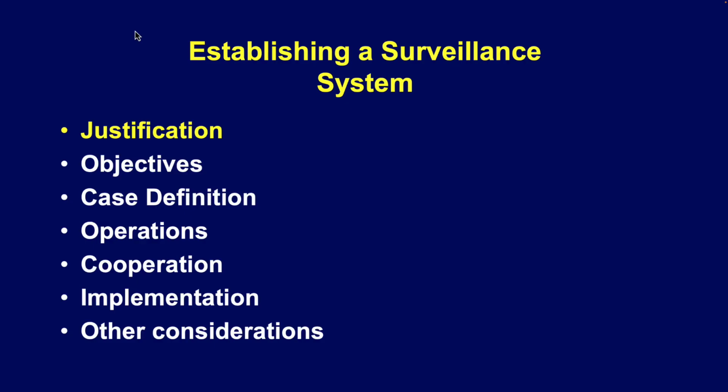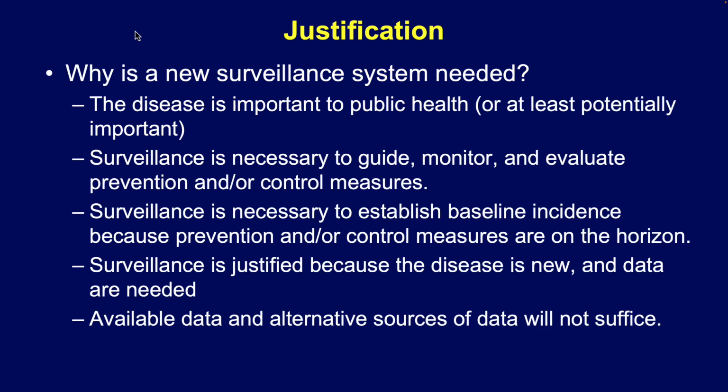So what are some of the considerations in establishing a surveillance system then? Many of them are listed here, and we're going to go through each of these one by one and expand on some of them. A fundamental consideration when planning a new surveillance system is the extent to which it's justified or needed. In considering this question, you may be thinking about things like whether the disease is important to public health or whether it could be potentially important one day.